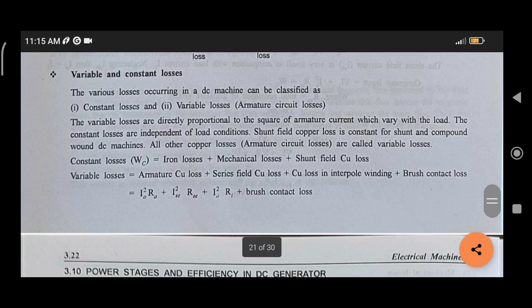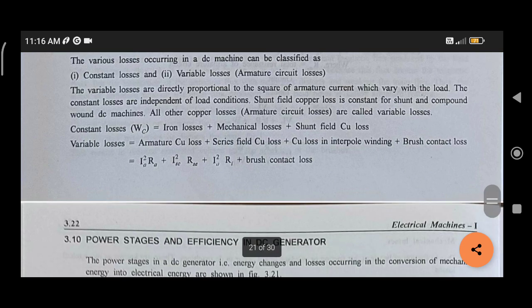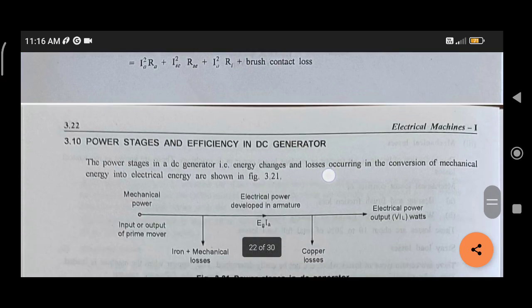Now, which losses are variable and which are constant? It means which losses increase with the load. If we increase the load, then the variable losses increase, and constant losses remain the same irrespective of loading. Copper loss is the variable loss, and the other types of losses are all constant losses. Here you can see that the armature Cu loss, series Cu loss, all the Cu losses and brush contact losses are variable, and all the others are constant losses.